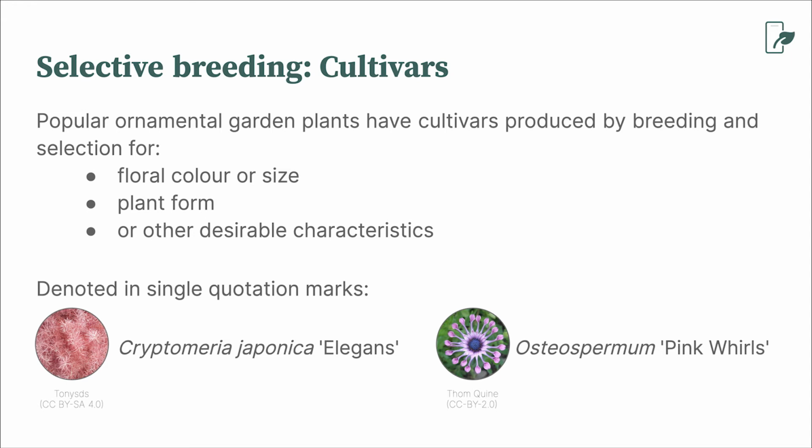So you can see here the Cryptomeria japonica, you've got the genus, the species, and elegans is the cultivar name. And again here, Osteospermum 'Pink Whirls', that's your cultivar. So it's often very easy to detect the parts of the scientific name once you start deconstructing them.